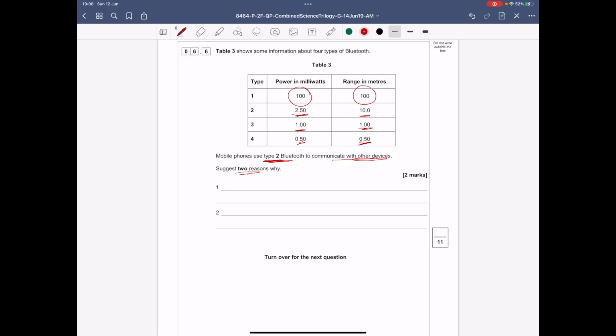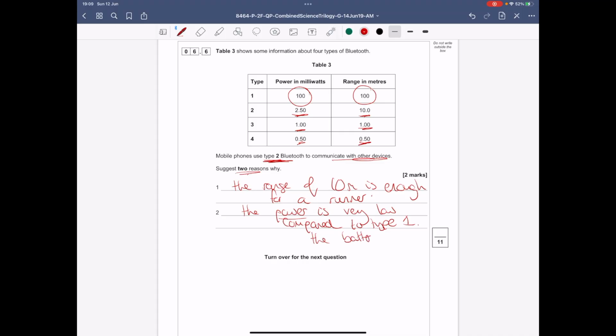Okay, so you could say 2 reasons why. Well, the range of 10 meters is enough for a runner. And then you could say the power is very low compared to Type 1. So therefore, as the power is much lower, the battery will not be drained.